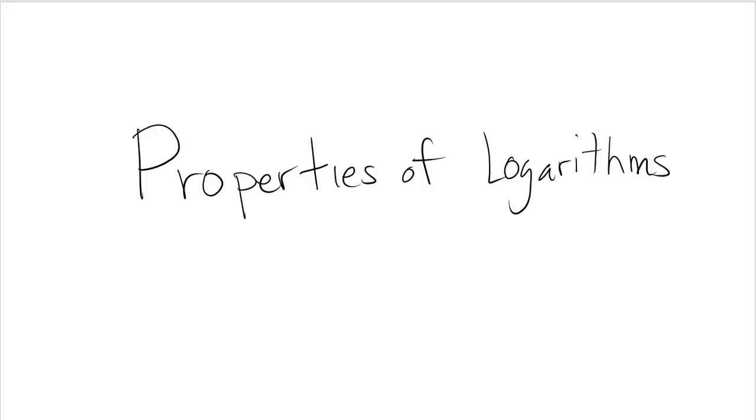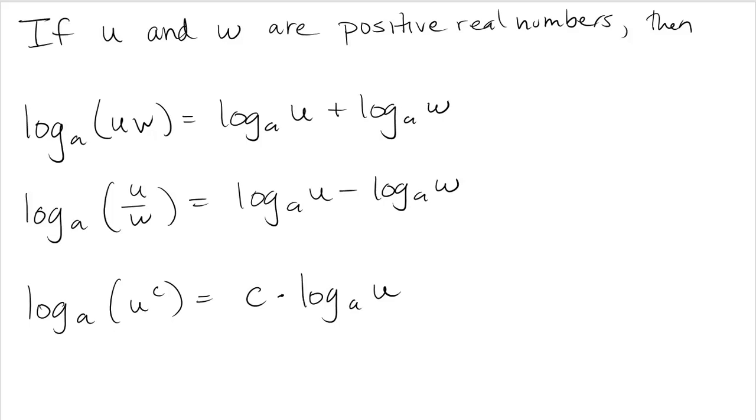Now we're going to look at some properties of logarithms that make them useful. Here we've got a list of the three heavy-hitting properties. In each of these examples, u and w both represent positive real numbers so that we don't have to worry about domain restrictions. The first rule says that log base a of u times w can be rewritten as log base a of u plus log base a of w.